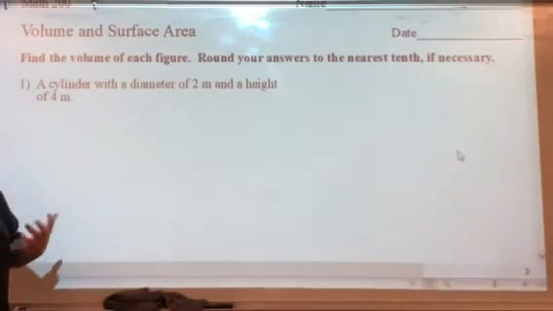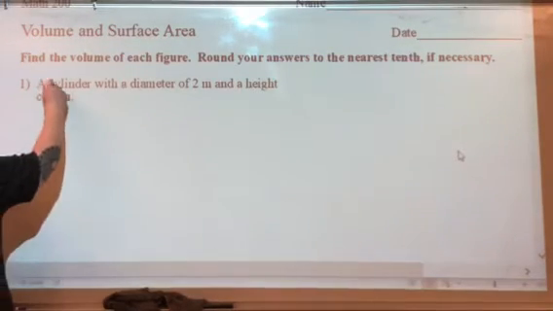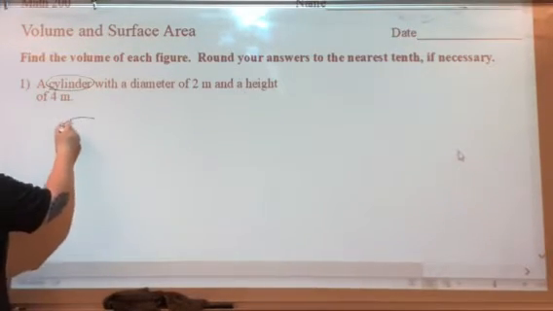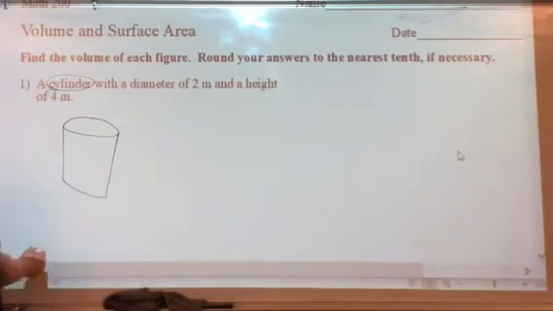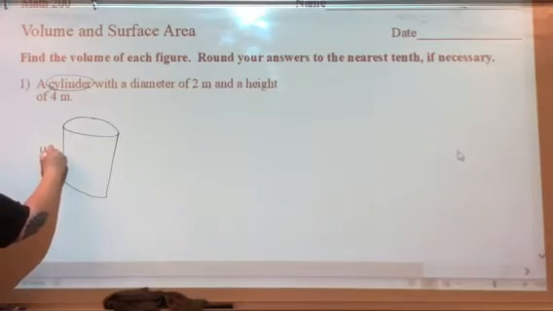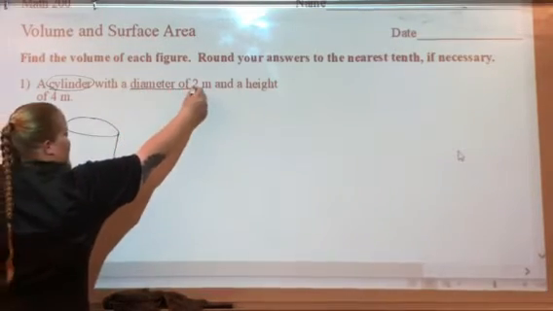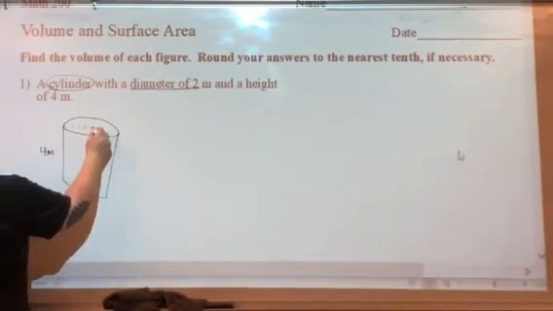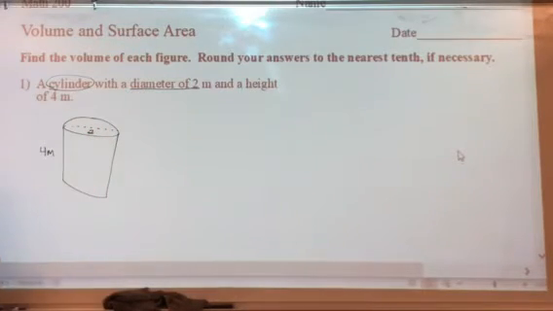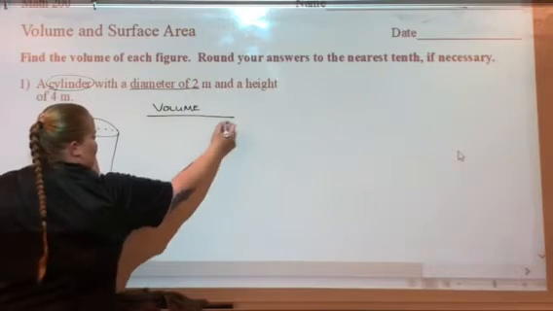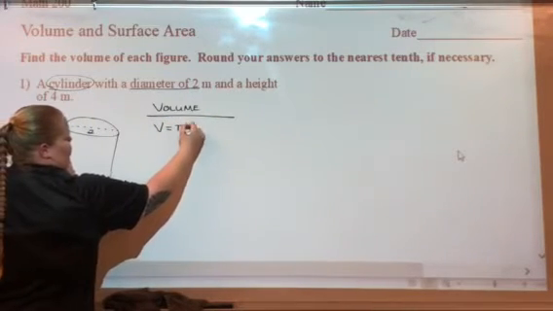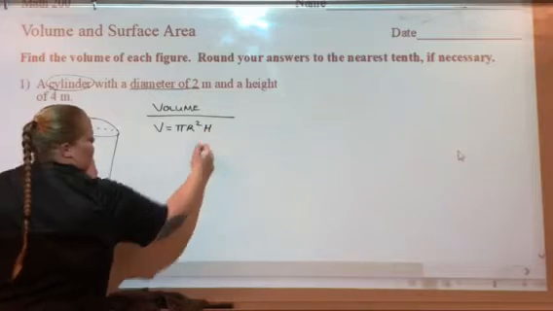Okay, so first off, it's a cylinder. So we know that it's basically a tube, right? It says that it has a height of 4 meters, so it's 4 meters tall. And it has a diameter of 2. Diameter means all the way across. Okay? It asks us to find the volume. And the formula for that is V equals pi r squared times h.